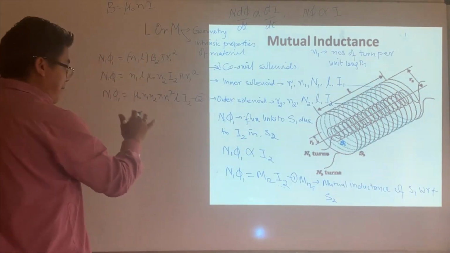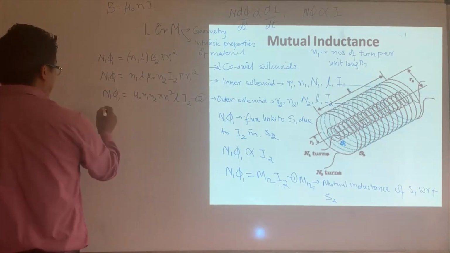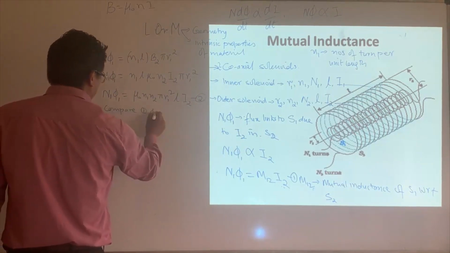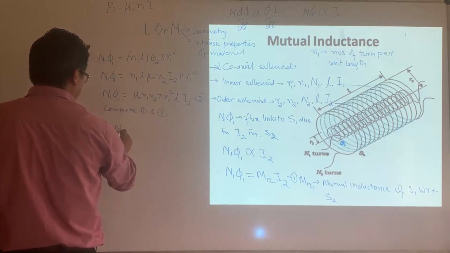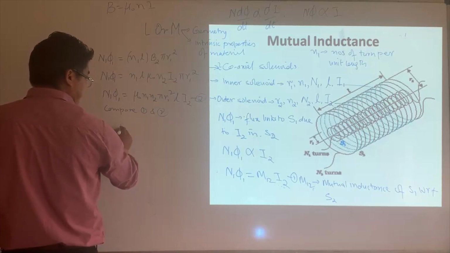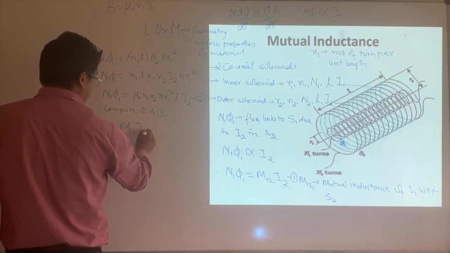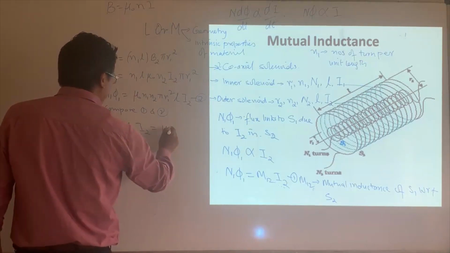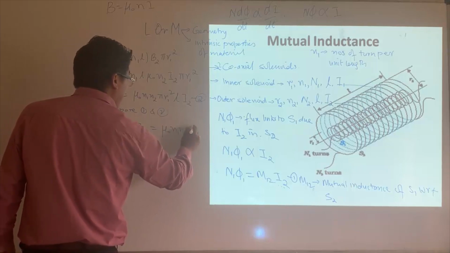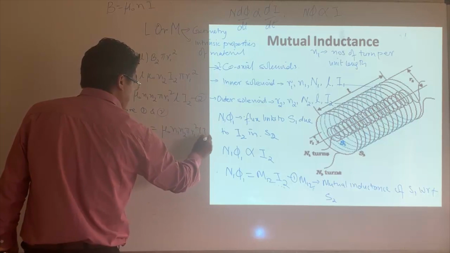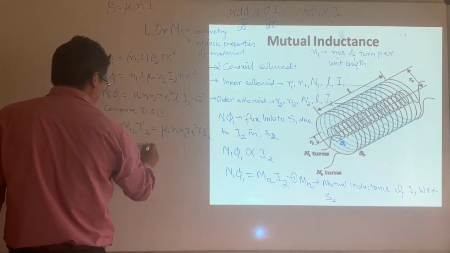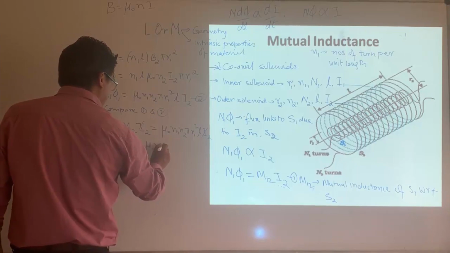Now I compare equation 1 and equation 2. When I compare equation 1 and equation 2, what we get is M12 I2 is equal to mu naught N1 N2 pi R1 square L I2. I2 cancels out. This is what we call the mutual inductance.